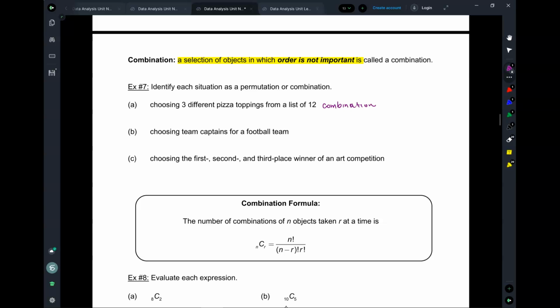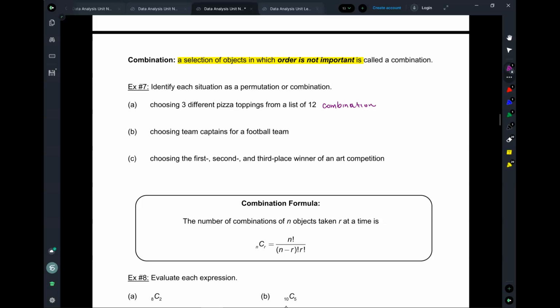It doesn't matter, but you're only choosing 3. Elijah, you're missing the point. The point is, you have to choose 3 toppings. Does the order in which you choose the 3 toppings matter? No. So it's a combination.